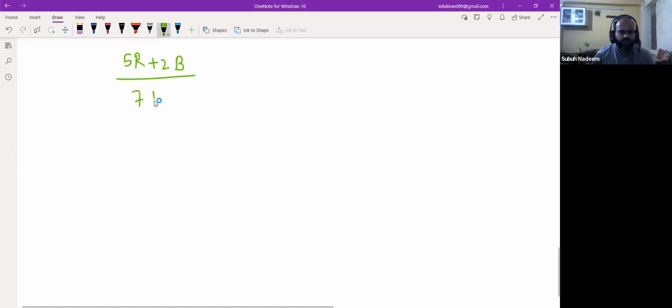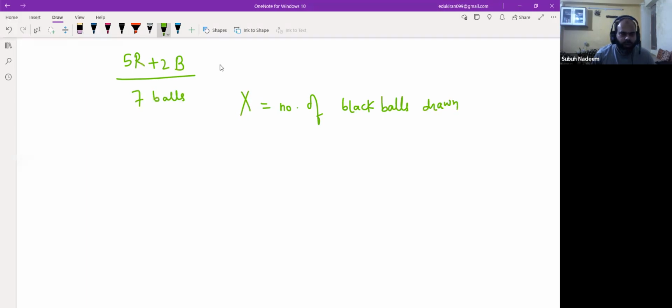There are how many balls? 7 balls. Now, X is a random variable which returns the number of black balls drawn. Now, in the experiment you are drawing 2 balls out of these 7 balls. So if it is asked, what is the number of black balls drawn?